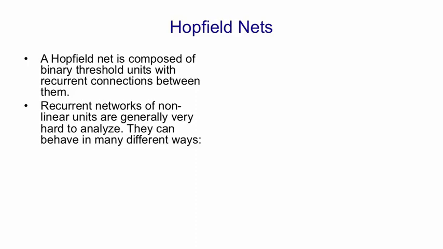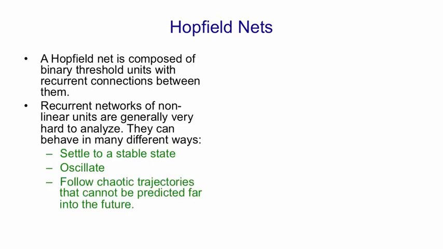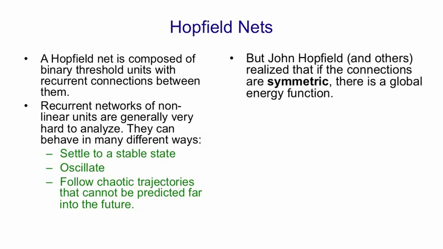In general, if you have networks of nonlinear units with recurrent connections, they're very hard to analyze. They can behave in many different ways. They can settle to a stable state. They can oscillate. They can even be chaotic, which means that unless you know their starting state with infinite precision, you can't predict the state they'll be in very far into the future. Fortunately, John Hopfield and various other groups like Stephen Grossberg's group realized that if the connections are symmetric, there's a global energy function.